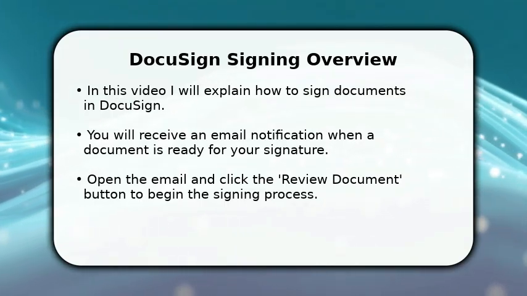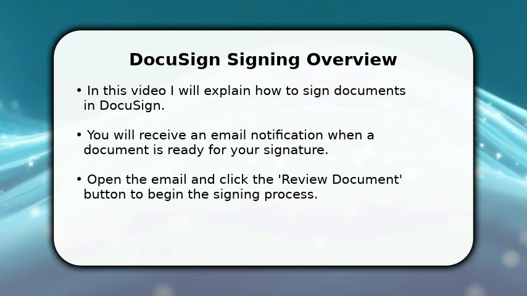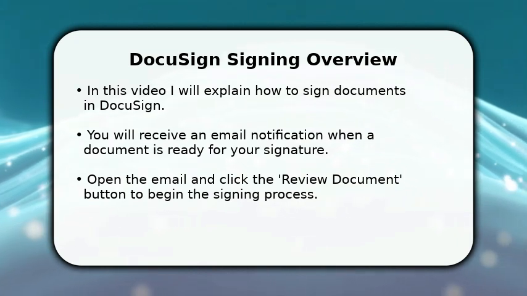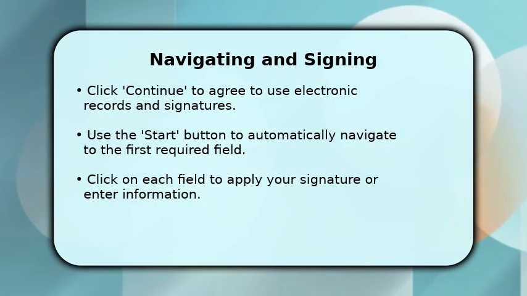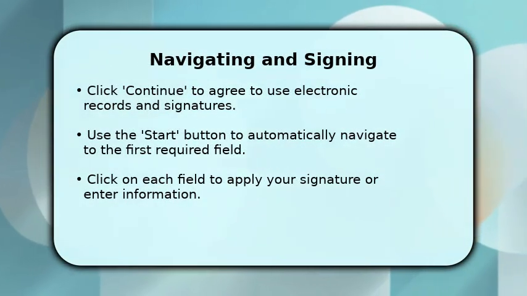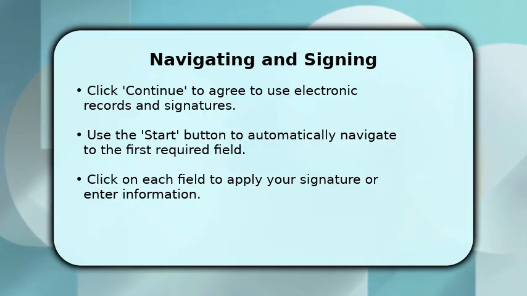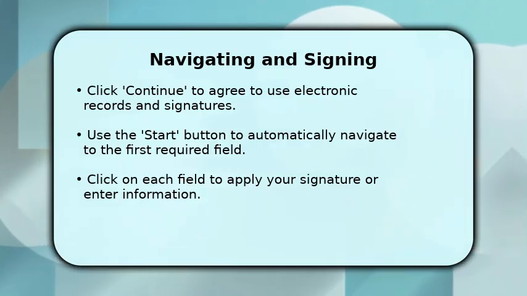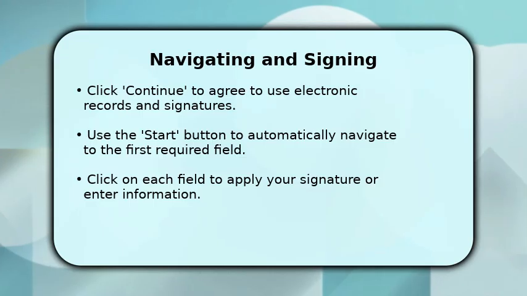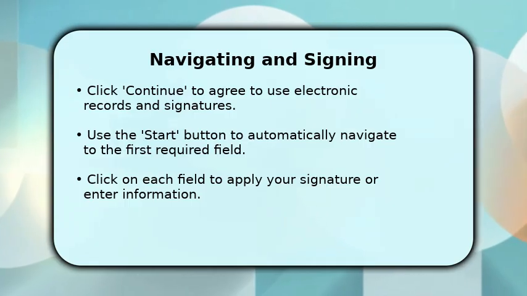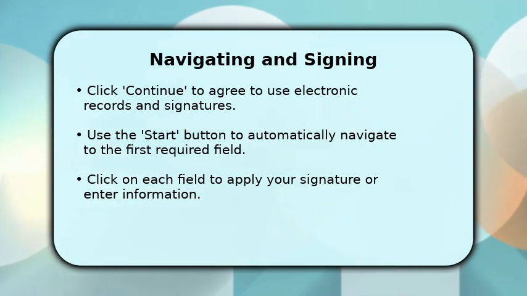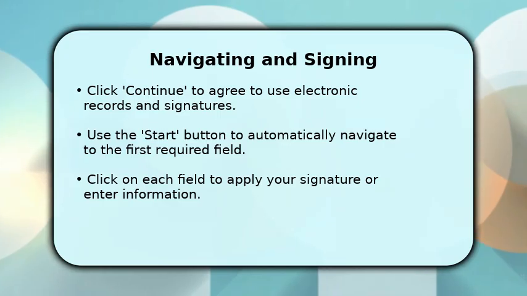From there, the system will intuitively guide you through every required field, ensuring you complete all necessary sections with ease. Once you are in the Docusign environment, the first step is to agree to use electronic records and signatures by clicking the Continue button. This is a standard legal requirement. To make the process even simpler, Docusign provides a Start button. Clicking this will automatically take you to the very first field that requires your attention.